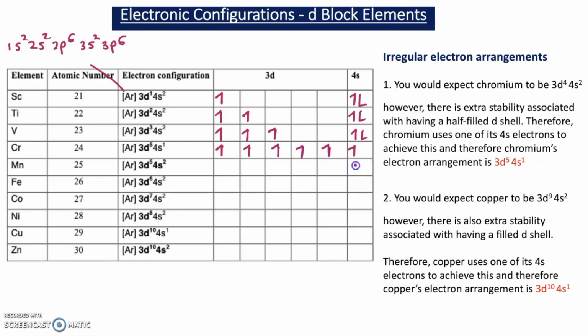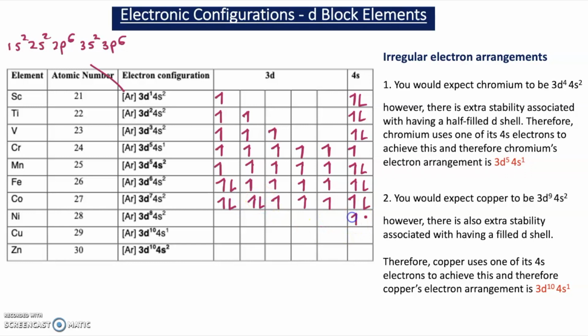And this is because there's extra stability associated with having a half-filled d shell. So that's why the irregular electron arrangement takes place. So manganese is 4s2 3d5. Iron is 4s2 3d6, so I'm going to put them in singly and then I'm going to start to pair them up. Cobalt is 4s2 3d7, so again I put the electrons in singly using single-headed arrows and then I pair them up.